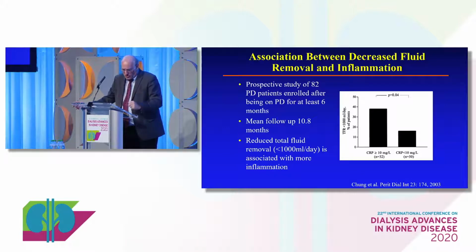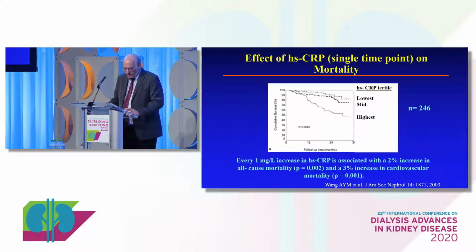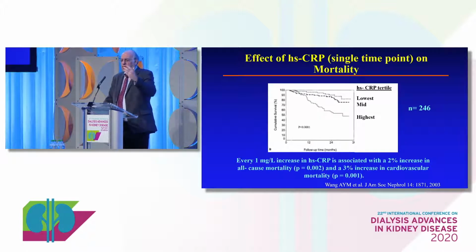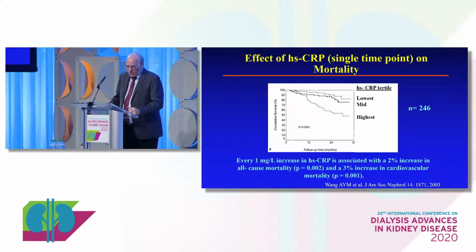So this is a study out of the Karolinska Institute, small study, but you can see that the patients who have the higher C-reactive protein are more likely to have poor fluid removal. So with volume overload, there is an association with inflammation. And inflammation, as shown by this study by Angela Wong in Hong Kong, is associated with poorer outcomes, higher CRP, poorer survival.